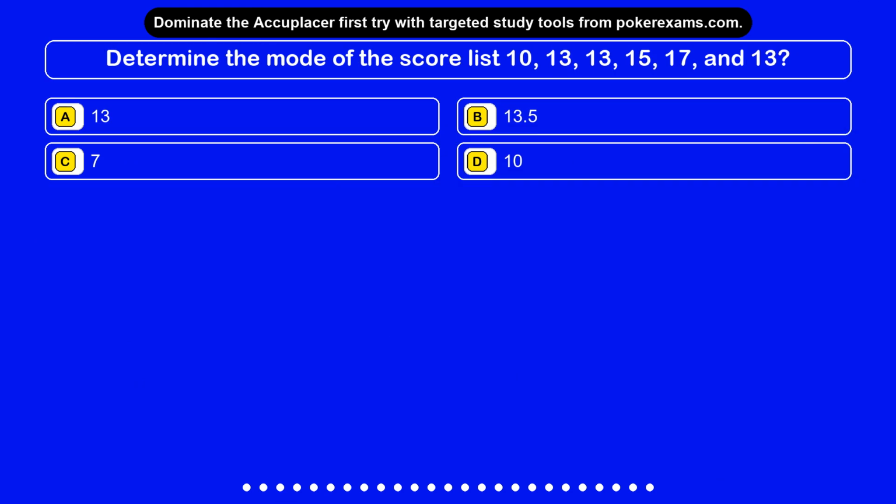Question 9. Determine the mode of the score list 10, 13, 13, 15, 17, and 13. Option A, 13. Option B, 13.5. Option C, 7. Option D, 10.